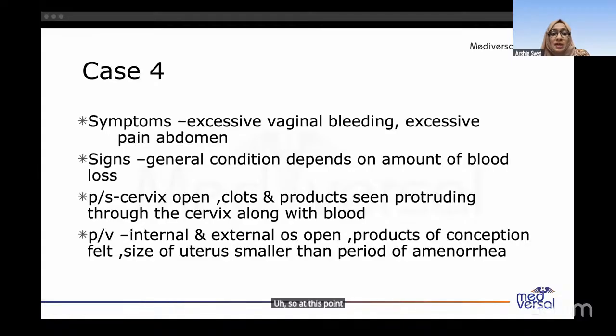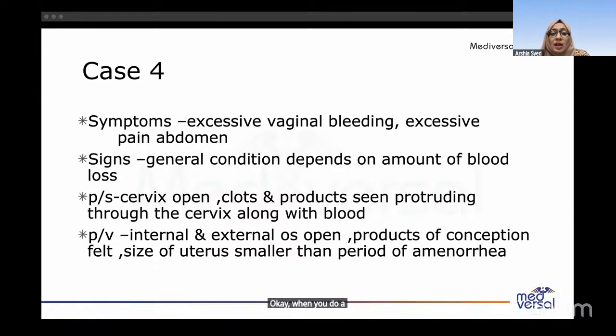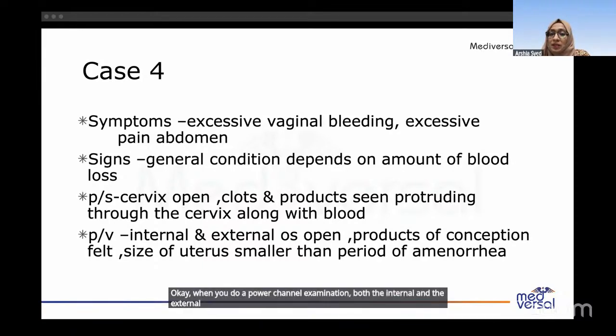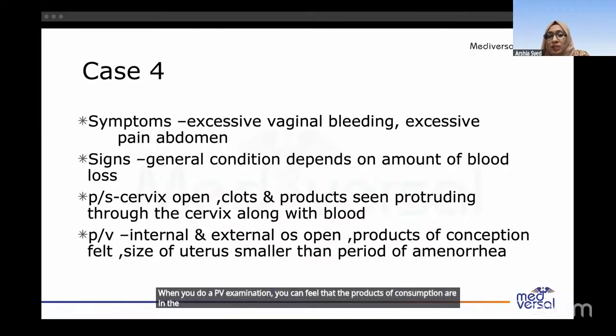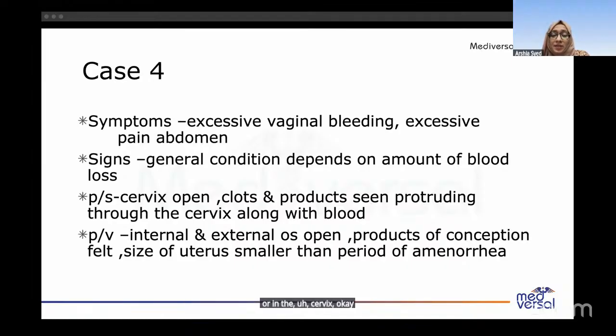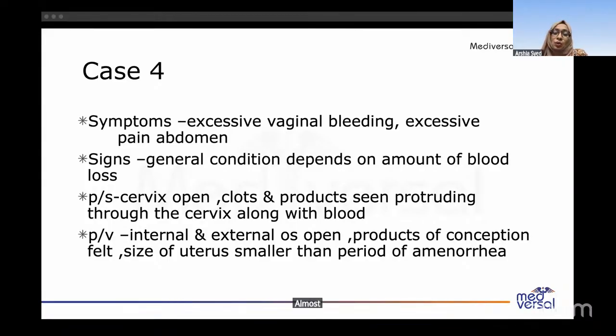At this point, you'll do a per vaginal examination. You will notice that the cervical os is open, and there are clots and products seen protruding through the os. Both the internal and the external os of the cervix are open, and the products of conception are felt in the vagina or in the cervical canal. The size of the uterus feels smaller than the period of amenorrhea. If she is at 8 weeks of gestation, the size of the uterus feels almost 6 weeks. So what do you think this case is?